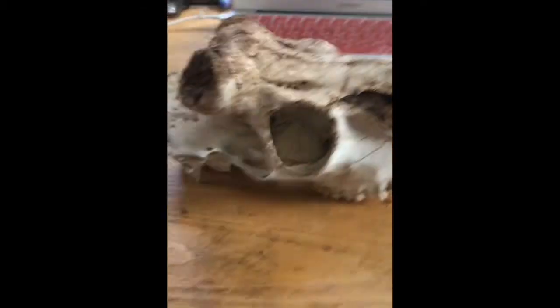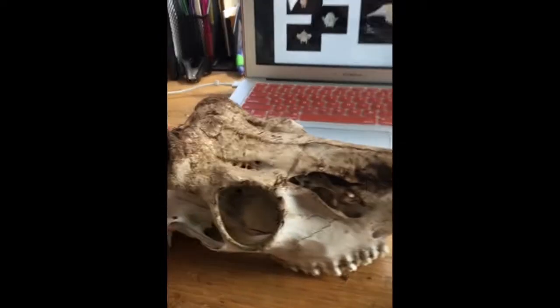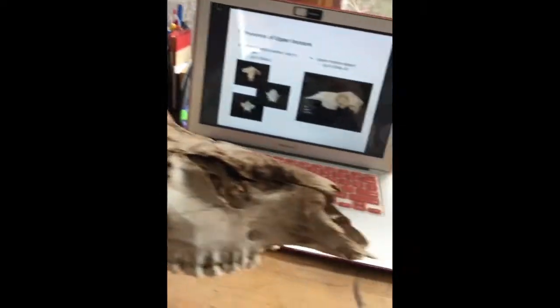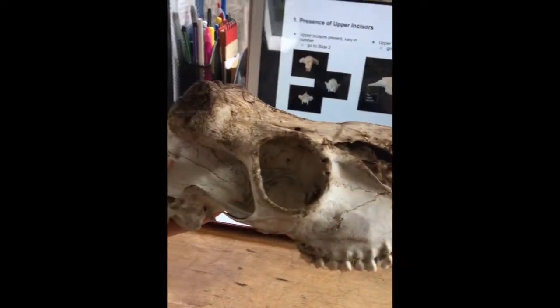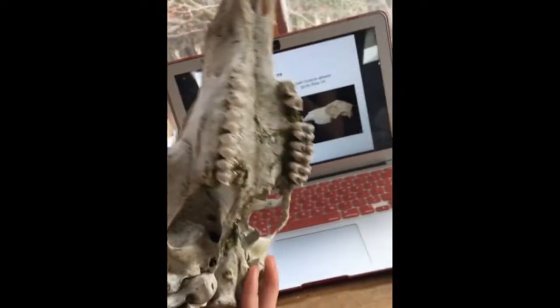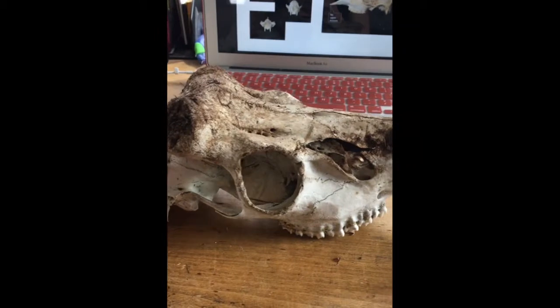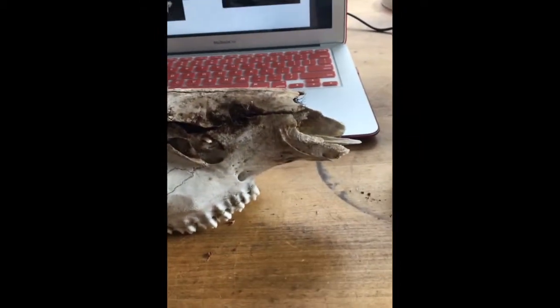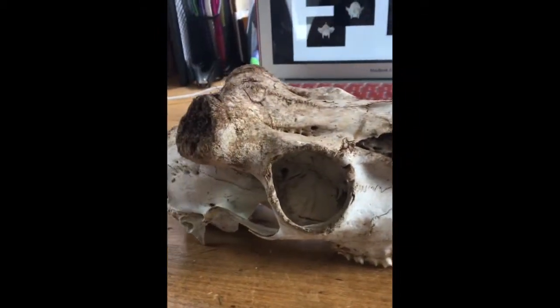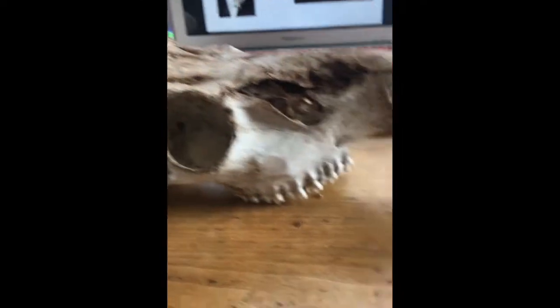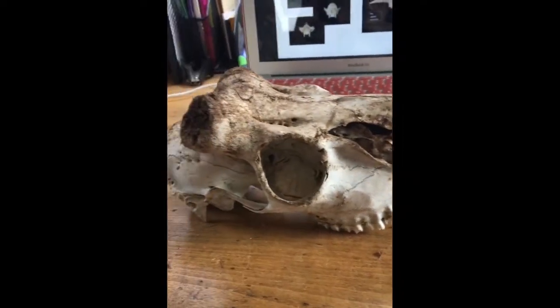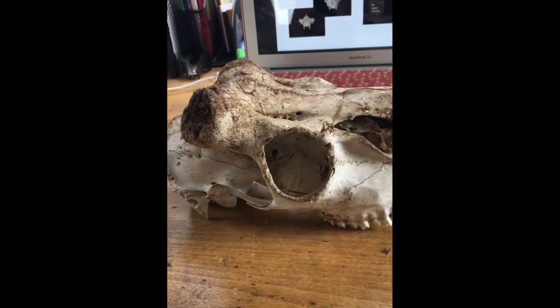So we're going to start with this skull here. This is actually one that I found when I was out for a walk. So I already know what animal it is. There are few animals in the forest around here that would have a skull this big, but we are going to work through the key to figure out what it is, and then I will tell you what I know about this animal once we have identified it.